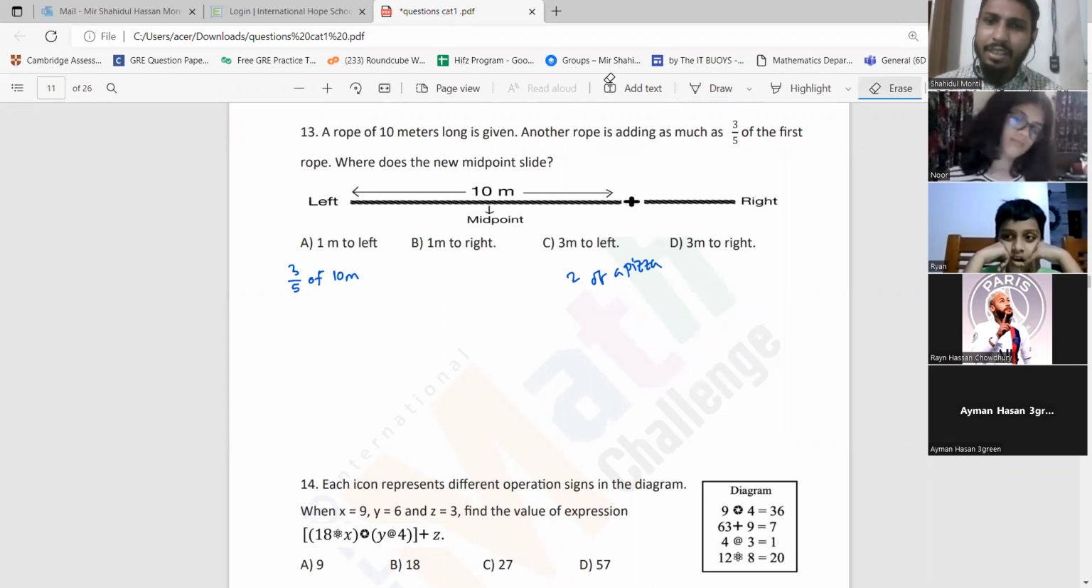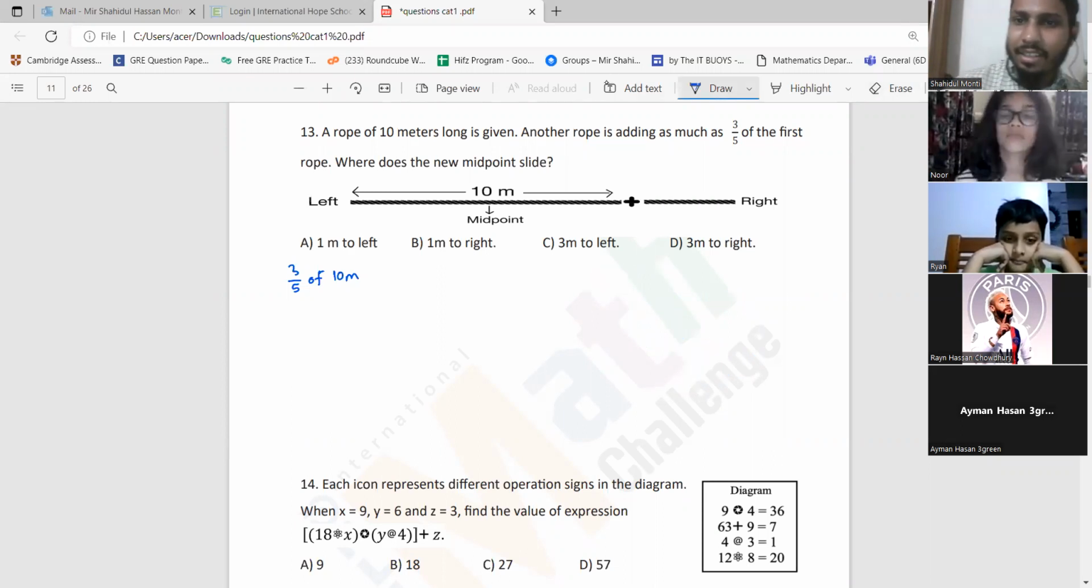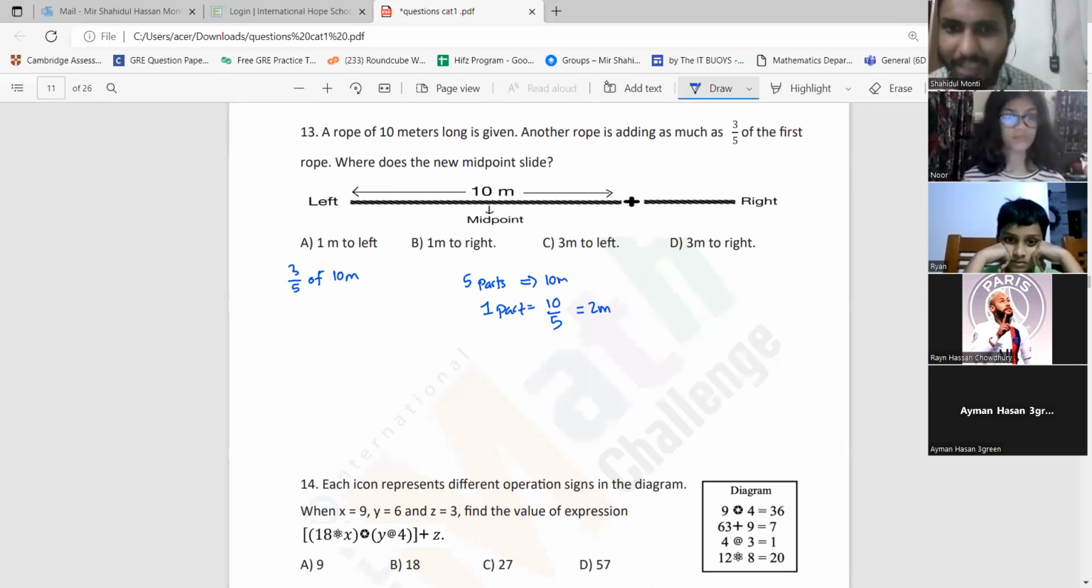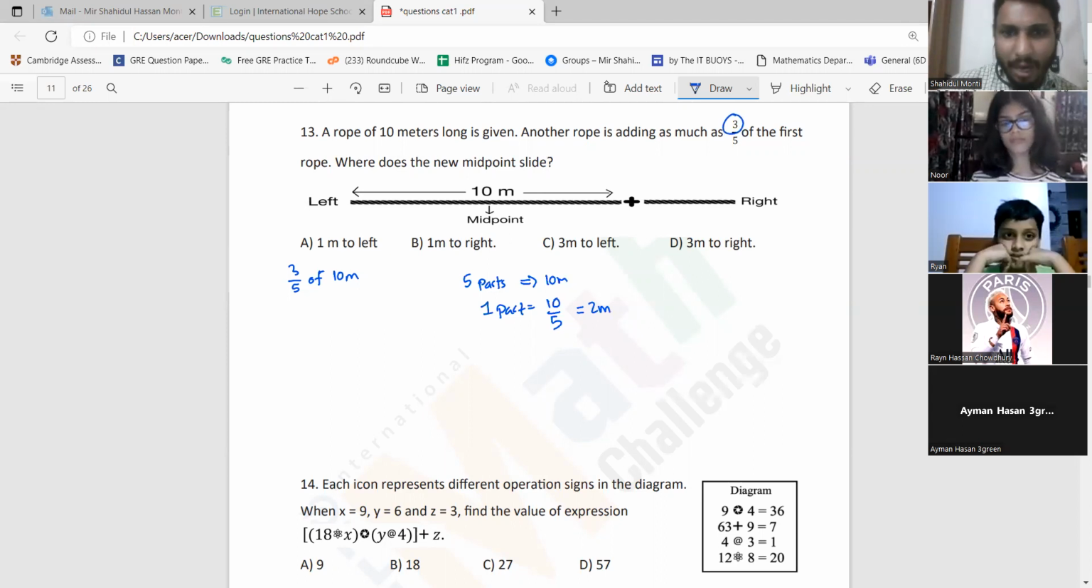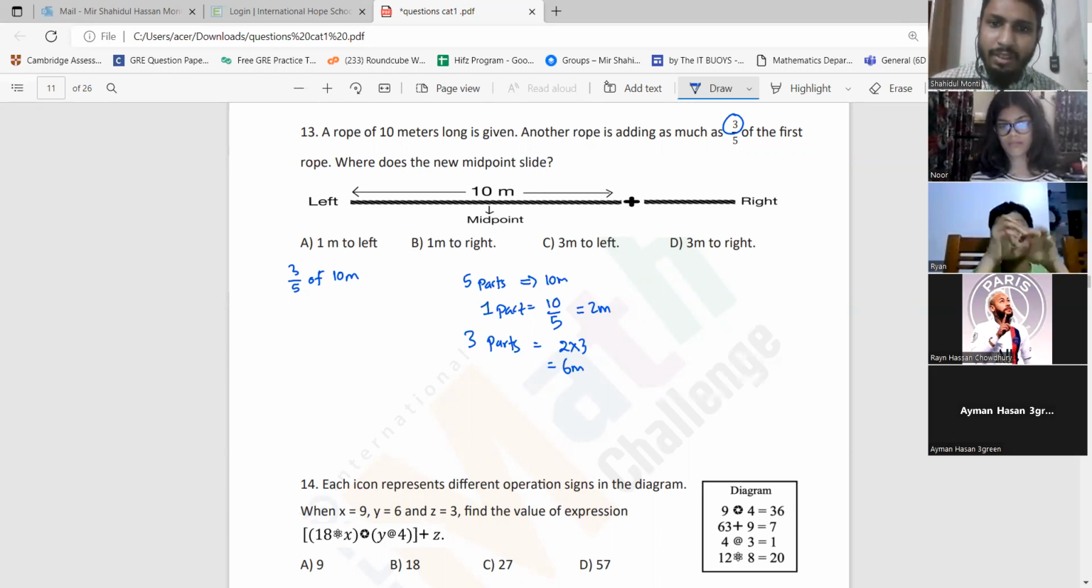The question here says 3 by 5 of 10 meters. So what is 3 by 5 of 10 meters? So first, we write here 5 parts is equal to 10 meters. Therefore, 1 part will be equal to 10 divided by 5, which is equal to 2 meters. 1 part is equal to 2 meters. So we are taking here 3 parts. So now we have 3 parts, that is equal to 2 into 3, which is equal to 6 meters.